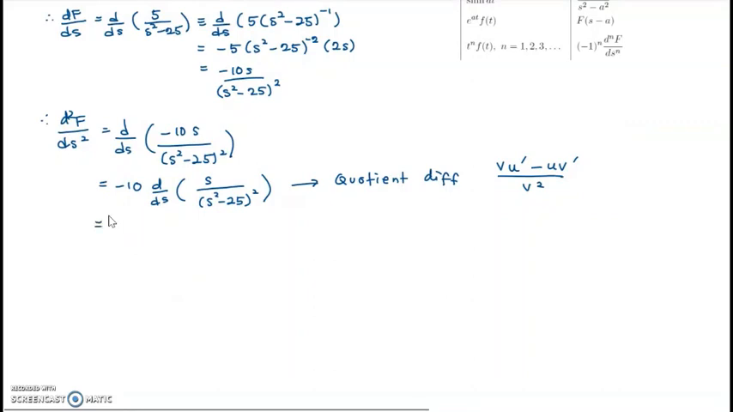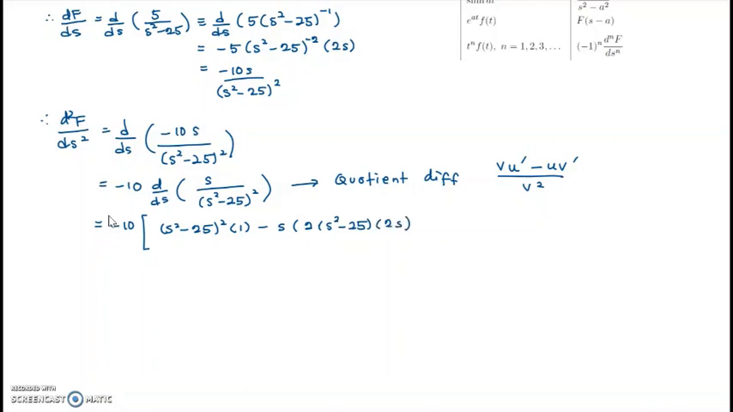So we have −10 and a big bracket here. At the top we have v, so our v is (s² − 25)². We differentiate u; u is s, so u′ is 1. Minus, we let u be s and differentiate v. Our v is the denominator, so that is 2(s² − 25), now the power becomes 1, and don't forget we need to differentiate the s², so we have 2s. All over this.